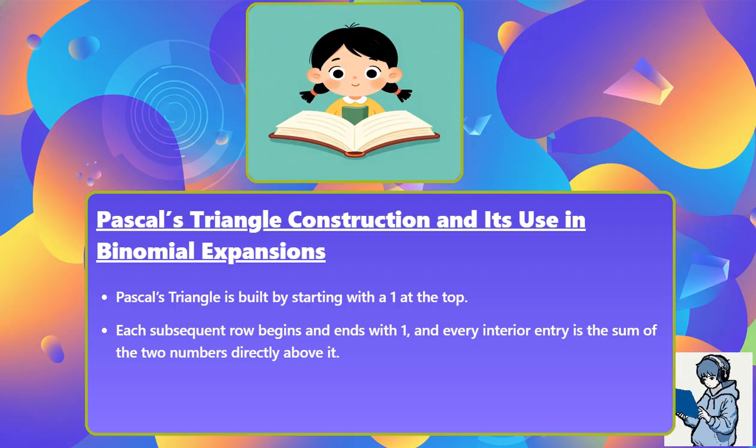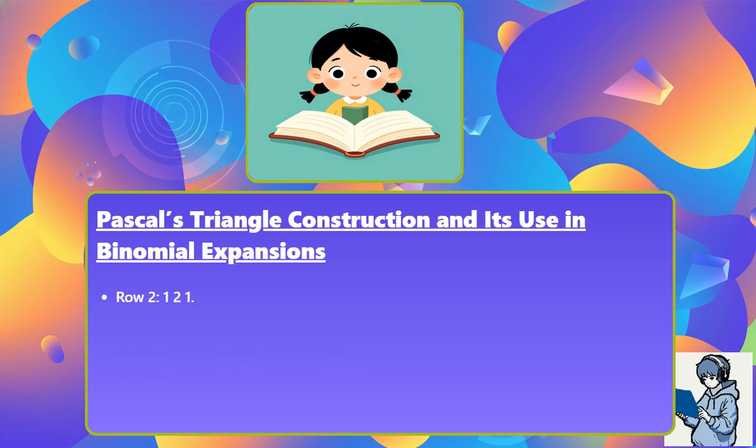Pascal's triangle is built by starting with a 1 at the top. Each subsequent row begins and ends with 1, and every interior entry is the sum of the two numbers directly above it. Row 0, 1. Row 1, 1 1. Row 2, 1 2 1. Row 3, 1 3 3 1, and so on.